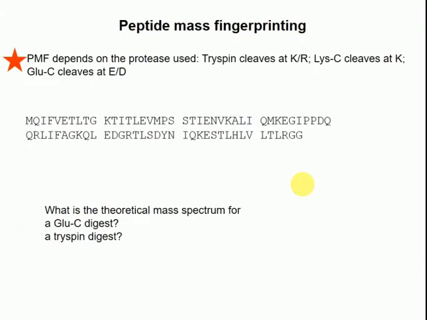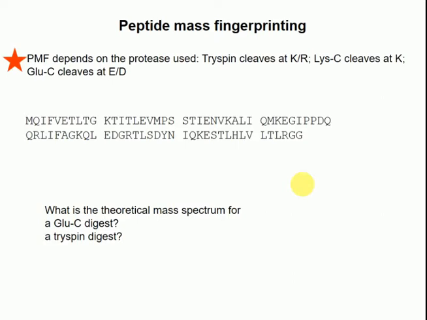Okay, so this is an important point. The peptide mass fingerprint is going to depend on the protease used. Trypsin, as we said, cleaves at lysine and arginine. You might be using LysC, which only cleaves at lysine, or GluC, which cleaves at aspartic acid and glutamic acid.